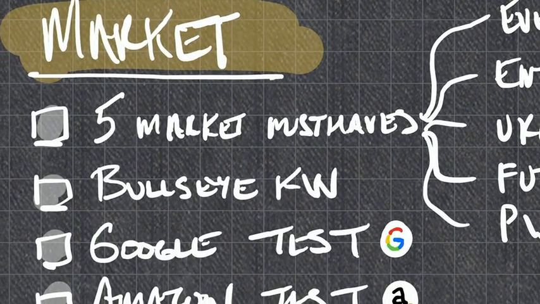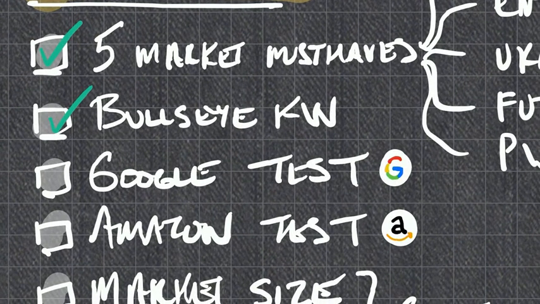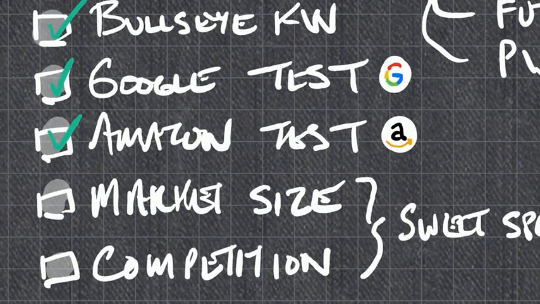Next up, we have to do a few tests to make sure that your market is great. One of those tests is what we call the bullseye keyword test. Another test is what we call the Google test to make sure that people are actively searching for information and solutions around this problem. Next is the Amazon test, where we want to make sure that people are actually buying products and services in the area that you support people in. And then we want to get a sense for market size. We want to see, where is the opportunity? Is this a tiny, eensy-weensy market, or is this a big, giant market?